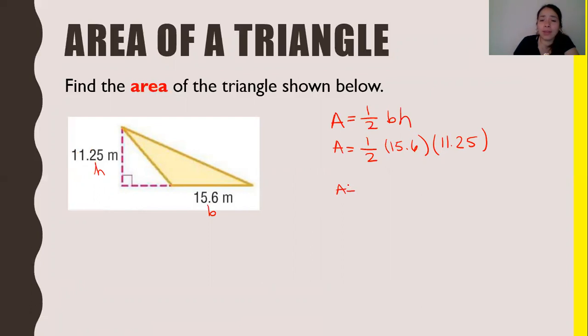Now I'm going to leave the half alone for now. I'm going to go ahead and multiply these two. So I'm going to take the calculator and multiply 15.6 times 11.25, and that gives me 175.5.